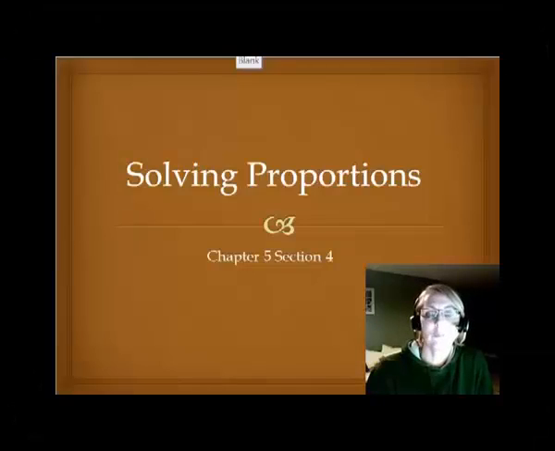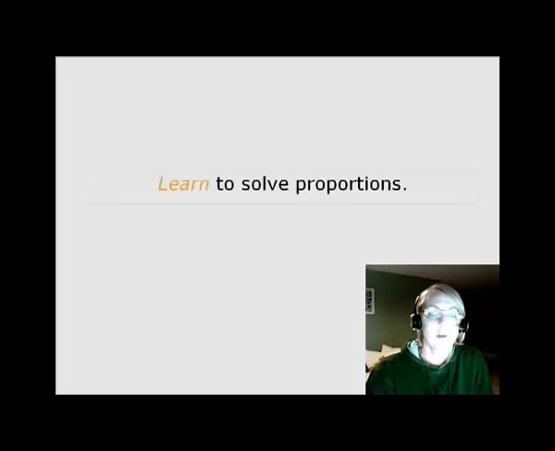Welcome. This unit is on solving proportions. This is Chapter 5, Section 4. In this section, we will learn to solve proportions. We have already worked quite a bit on this in class when we do our 4Rs, and so this should be relatively easy for you as compared to the other sections.